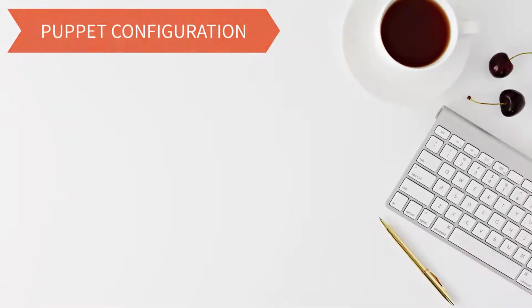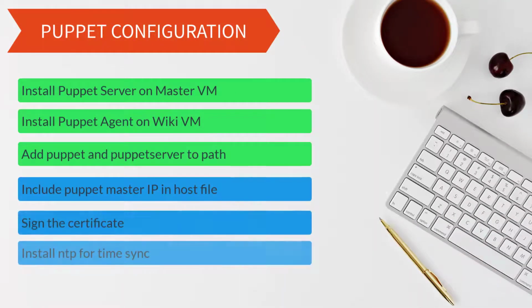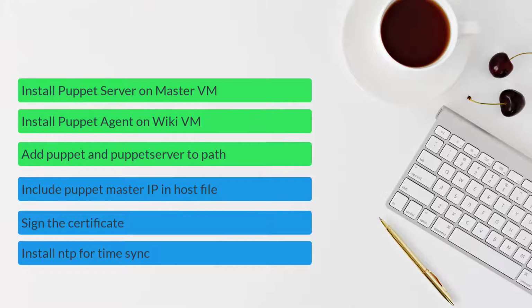Hi, as we have already installed Puppet Master and Puppet Agent on our virtual machine and also added Puppet and Puppet Server to the path, today we are going to include the Puppet Master IP address in the host file of the Puppet Agent and then learn how to sign certificates received from the agents.